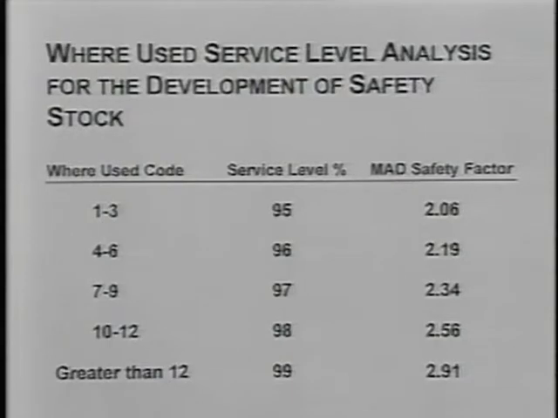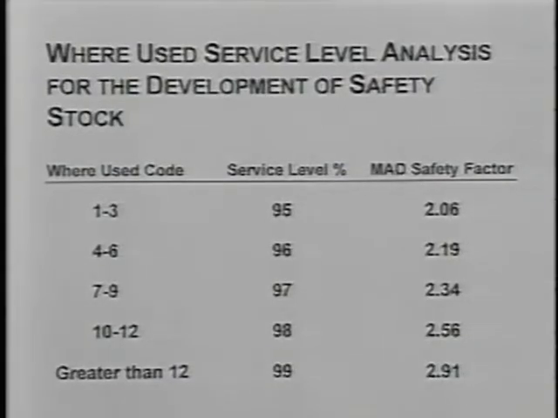If you were to go back to page 27, we have developed, again with companies like yourself, that if we have a where used code of 1 to 3, we want to start off with a service level of 95%, and as we increase the where used code number, that numeric number, we're going to increase the service level. The reason for that is, as we increase the service level, we're going to increase the safety stock.